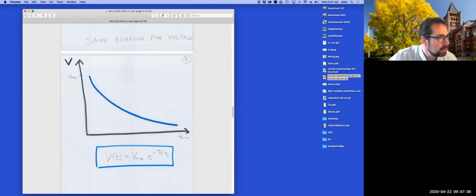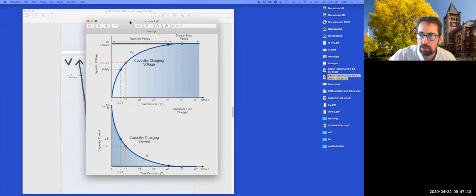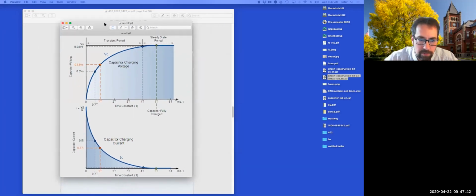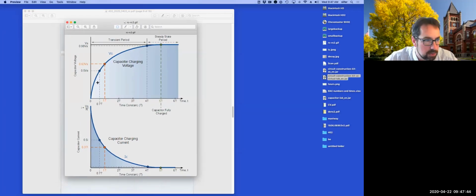Okay, I am a terrible drawer, so let me show you, I have a better picture here of this. And maybe if we focus on the current in the bottom here. So we start at some maximum current. After 1 time constant, we've gotten to 37% of the original. After 5 time constants, it's basically down at 0 because you have less than 1% of the initial current still existing there.